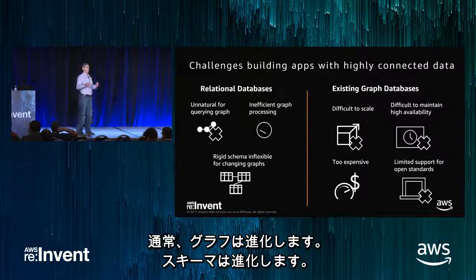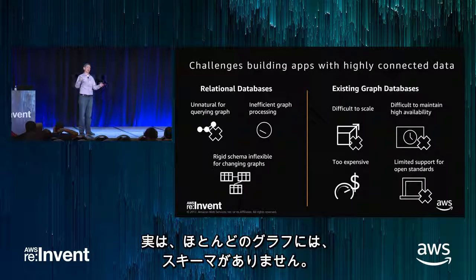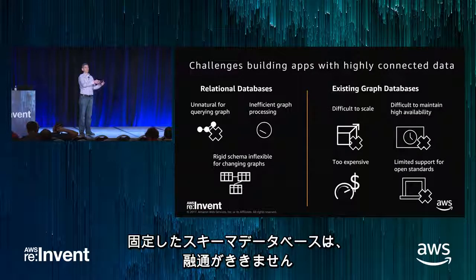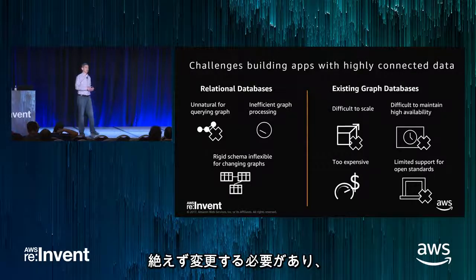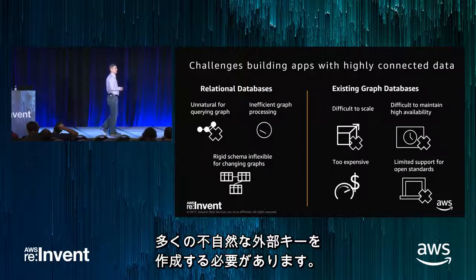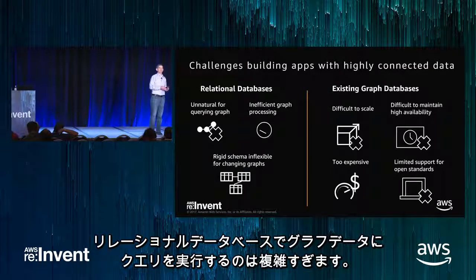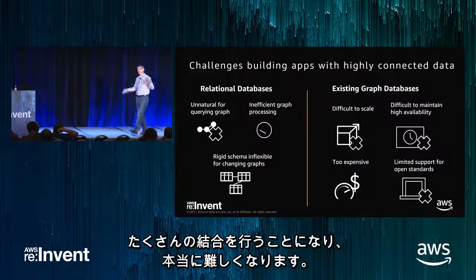Graphs usually evolve, the schema evolves, and it actually doesn't even have schema in most cases. And going into a rigid schema database like a relational database is just too hard. You'd have to change it all the time and create a lot of unnatural foreign keys. Querying graph data in a relational database is too complicated. You end up doing a lot of joins.